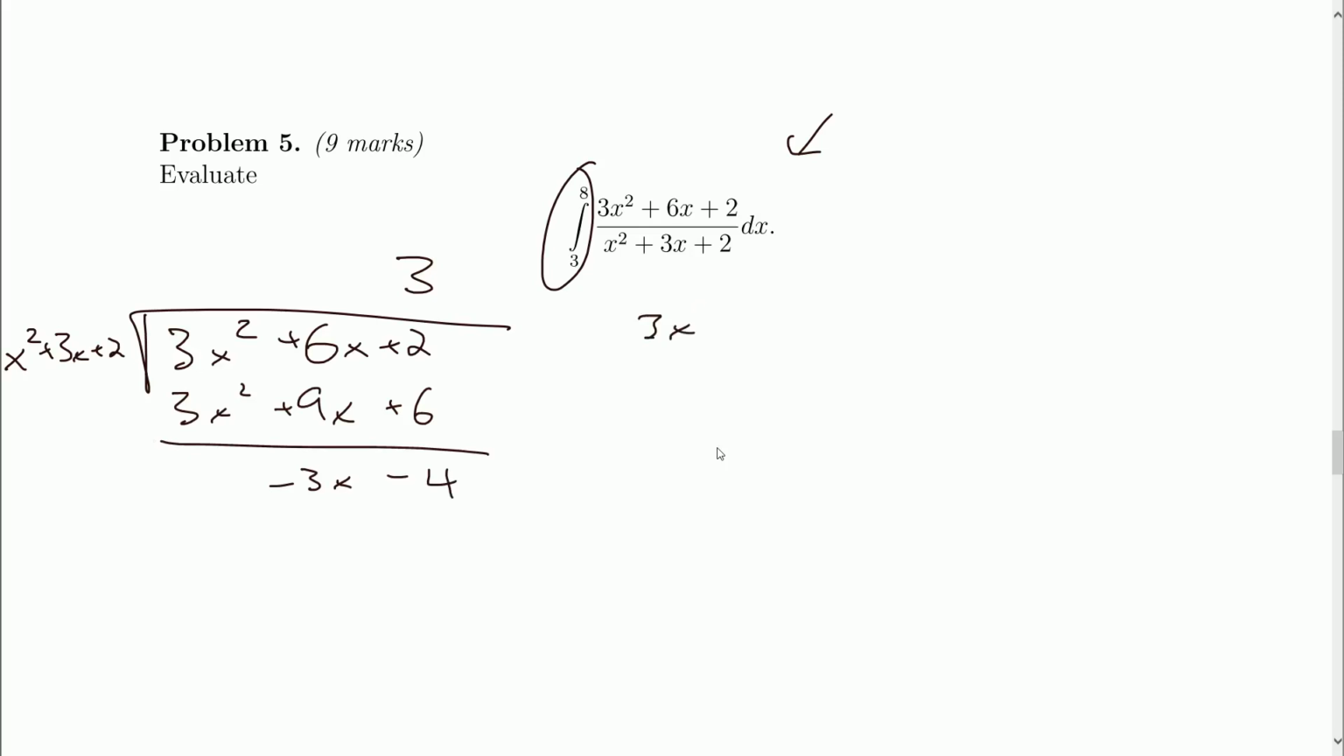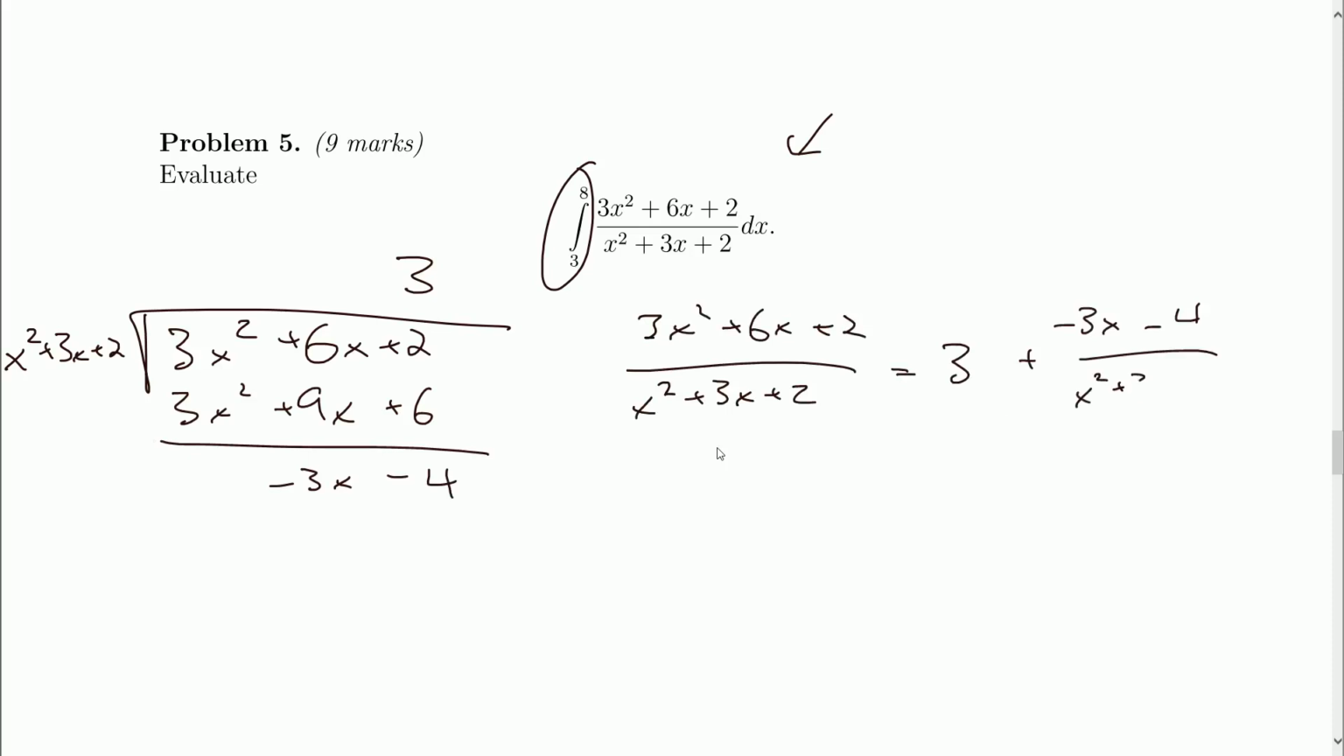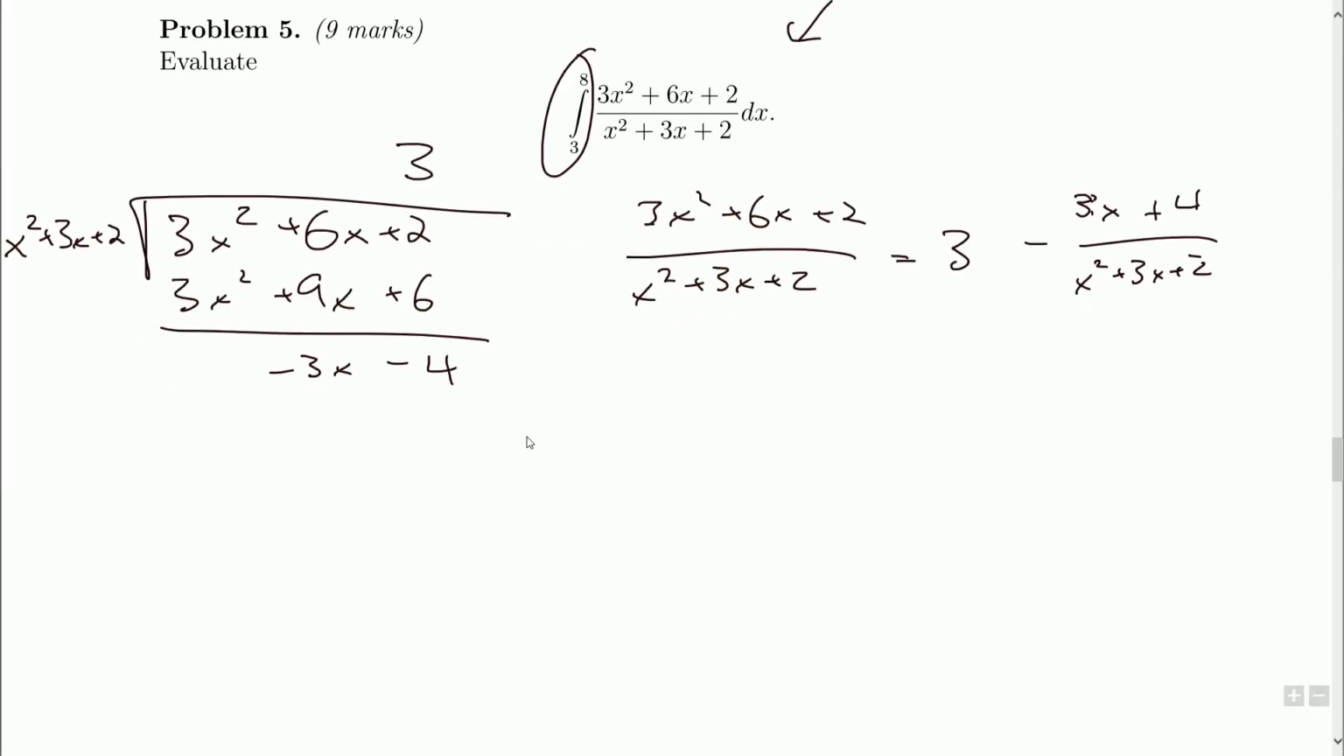So (3x squared plus 6x plus 2) over (x squared plus 3x plus 2) is going to be 3, and then technically it should be plus (minus 3x minus 4) all over x squared plus 3x plus 2. I'm just going to take the minus out of the top. That just makes my life a little easier. Okay, so what can we do from there?